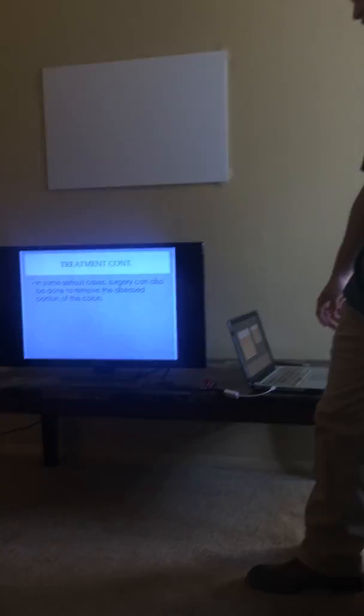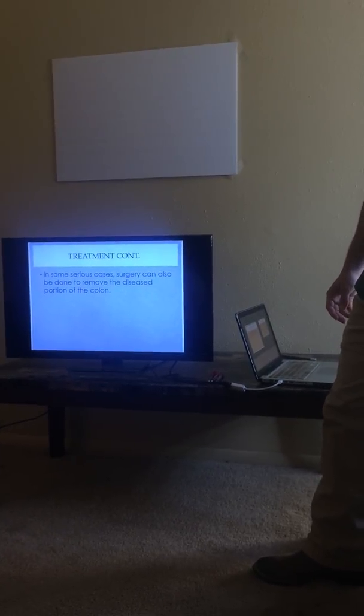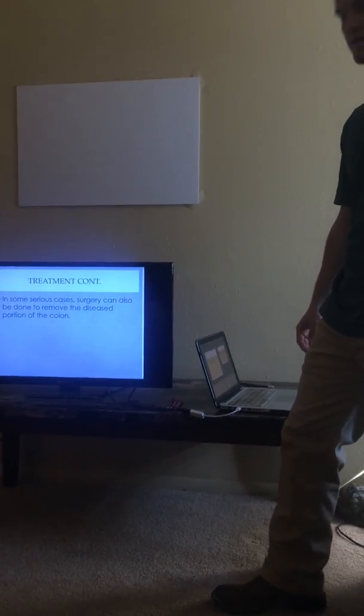And in the most severe cases, they'll do surgery to remove the diseased portion of the colon.